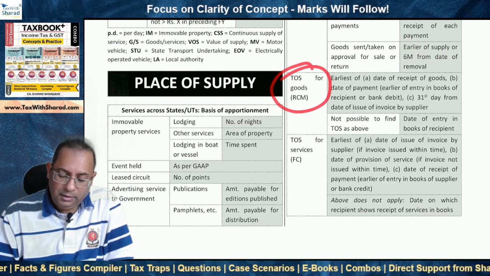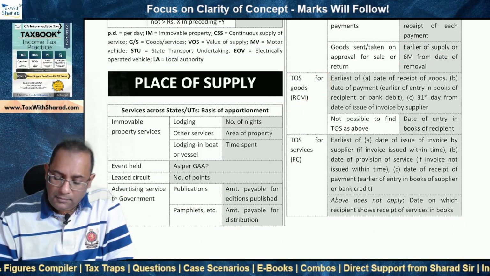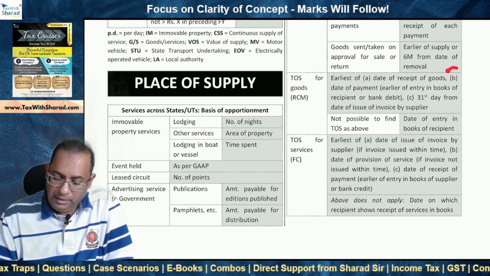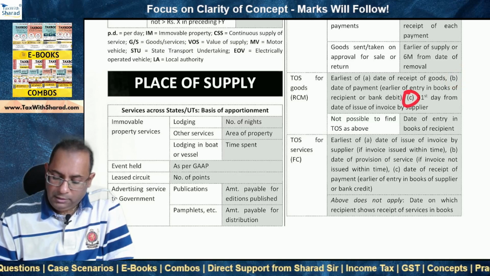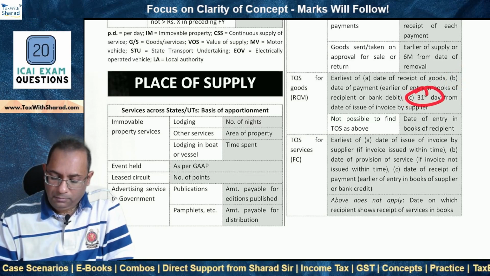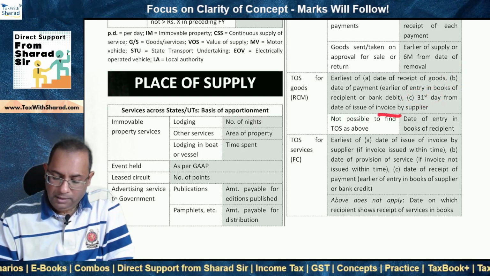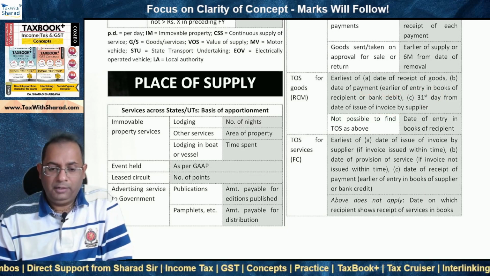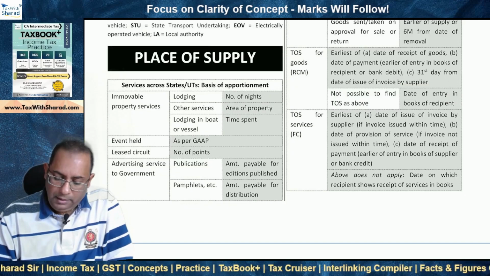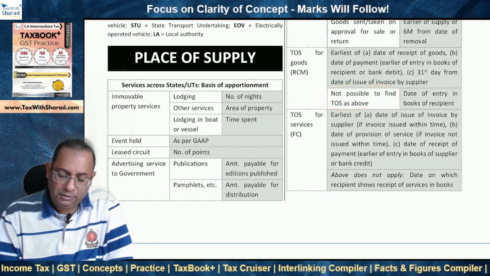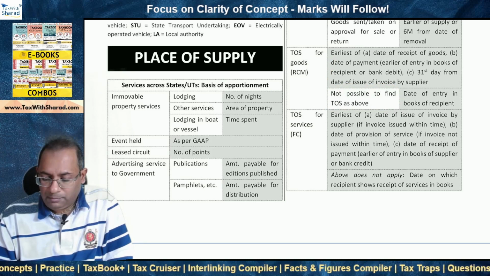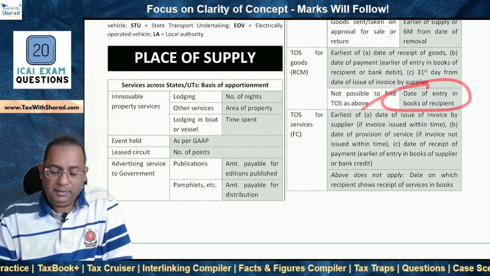Time of supply for goods under the RCM mechanism. It is the earliest of A, date of receipt of goods, B, date of payment, or C, 31st day from the date of issue of invoice by the supplier. Date of payment will be the earlier of entry in books of recipient or debit in the bank account. In case it is not possible to find the time of supply as per this rule, then the time of supply will be the date of entry in the books of recipient.